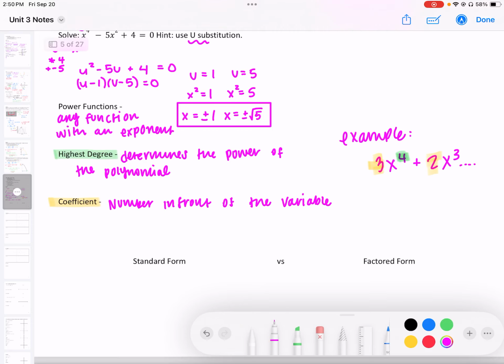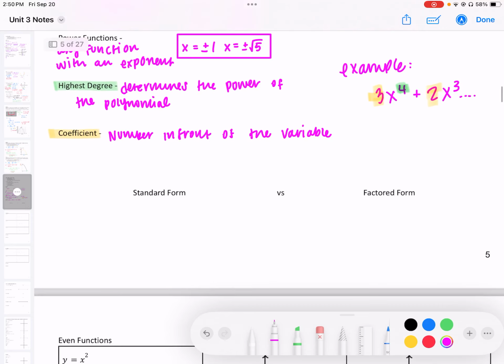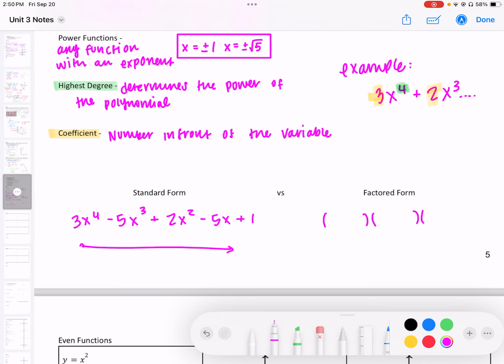There's two ways to write these polynomials. We could write them in standard form versus factored form. It's similar to quadratic. So a standard form might look like this. And standard form is going to be highest power to lowest power, whereas factored form is going to be sets of factors. For example, maybe x minus 1, x plus 2, x minus 4 squared. So you could write them in either way. One can be more convenient than the other.